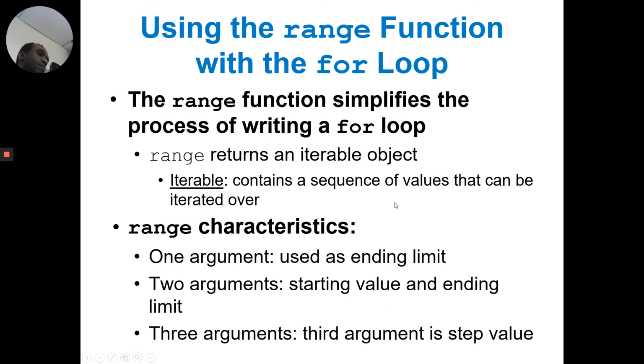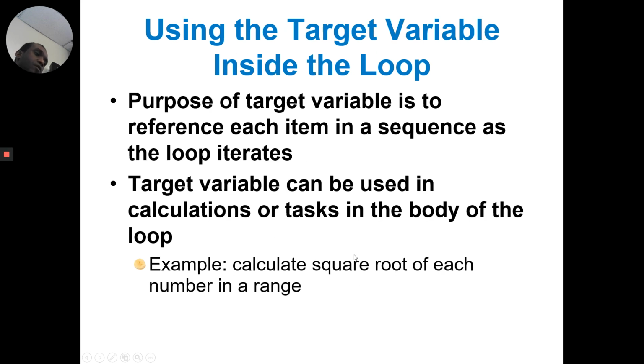The range function simplifies the process of writing a for loop. Range is a built-in function you can use with a for loop. Range returns an iterable object. An iterable contains a sequence of values that can be iterated over. The characteristics: with 1 argument, it is used as the ending limit; with 2 arguments, the starting value and ending limit; with 3 arguments, the third argument is a step value. The purpose of the target variable is to reference each item in a sequence as the loop iterates, and the target variable can be used in calculations in the body of the loop. An example is calculating the square root of each number in a range.